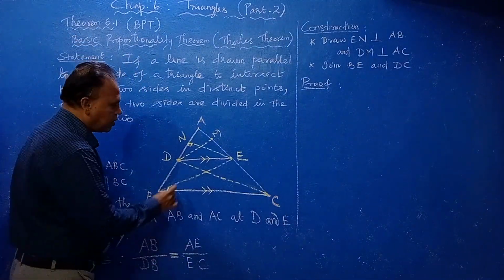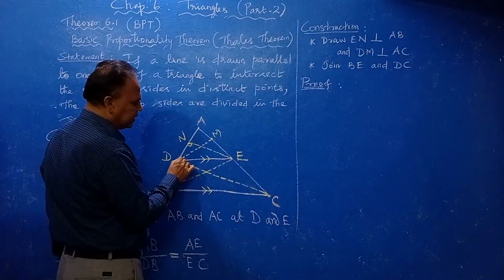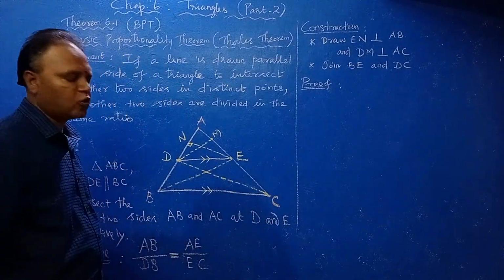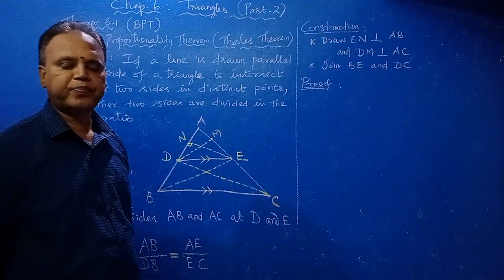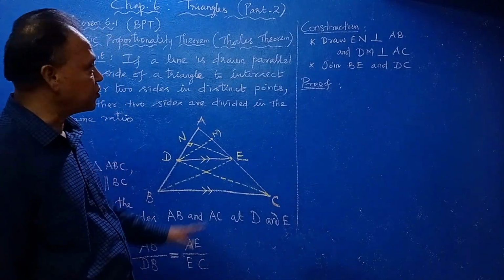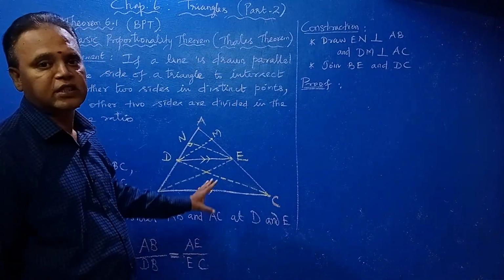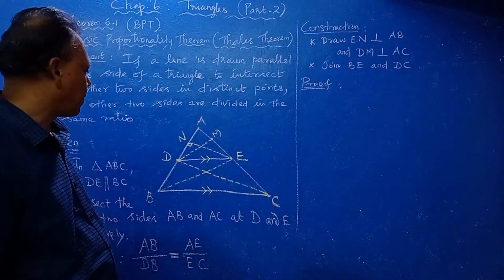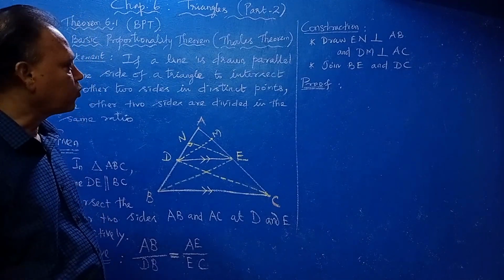Then join BE and DC. So this construction you have to remember. Clear? For this theorem, construction is very important. Without construction, we cannot prove. Clear? That is very important. So now how to prove this?